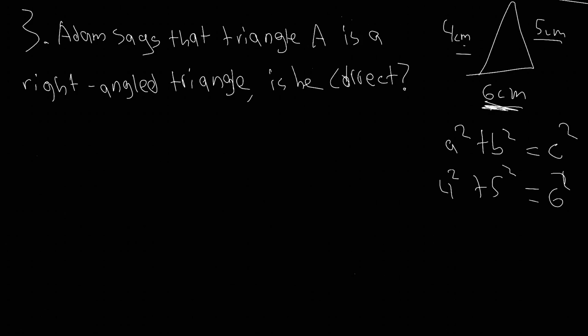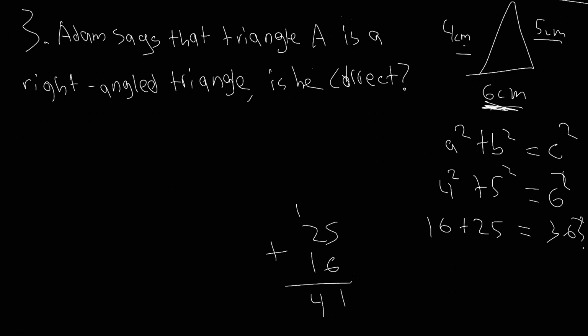So let's check. 4 squared is 16, and 5 squared is 25. And according to the Pythagoras theorem, it should give me 6 squared, which is 36. Now, is this correct? 16 plus 25, if we go ahead and add it. So 5 plus 6 is 11. Let me check the one here. 1 plus 2 plus 1 gives me 4. 41. So 16 plus 25 gives me 41.